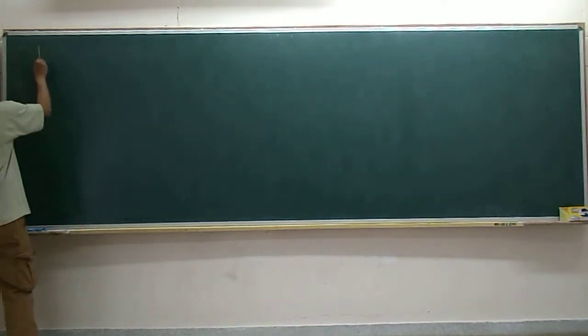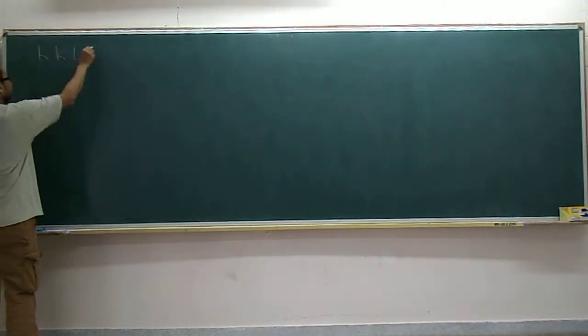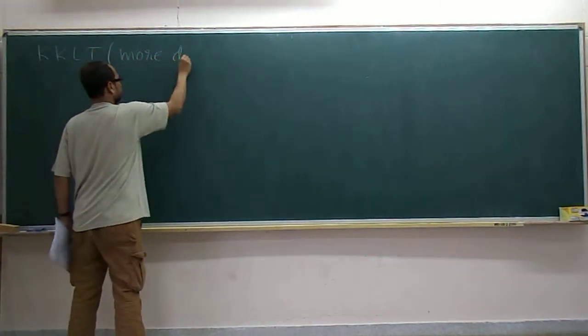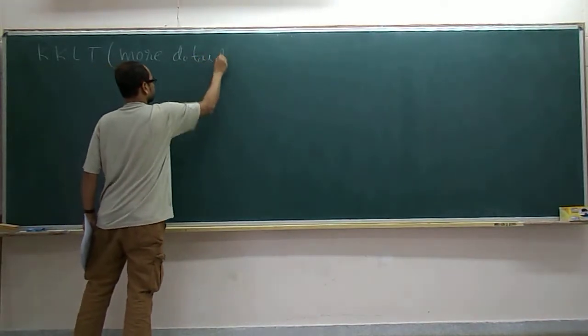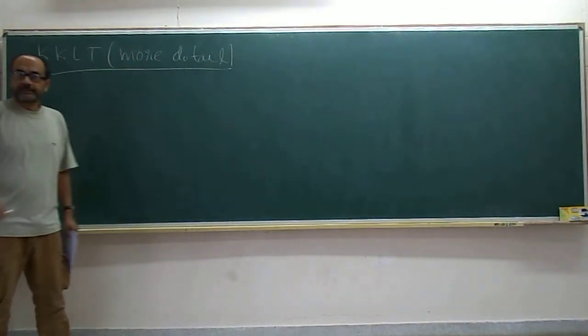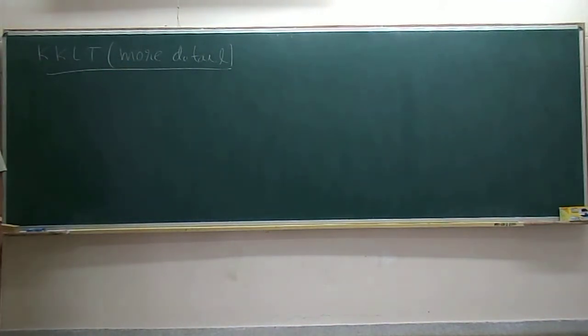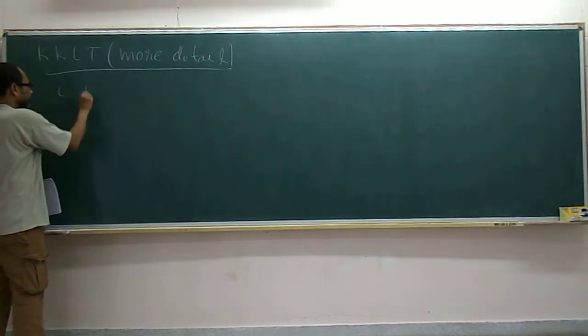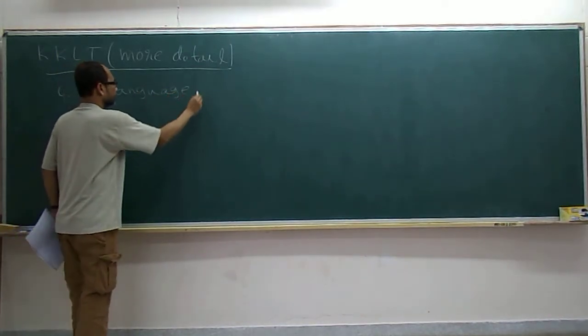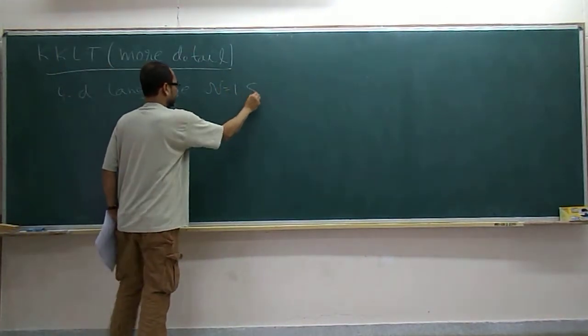Okay. So, KKLT construction in more detail. And we will be using mostly the 4-dimensional language. Last time we discussed that the 10-dimensional and the 4-dimensional languages are equivalent. So we will be discussing today mostly the 4-dimensional language. So this is N=1 supergravity.